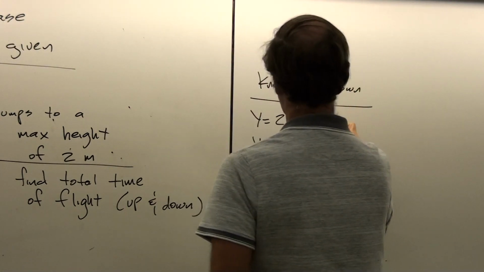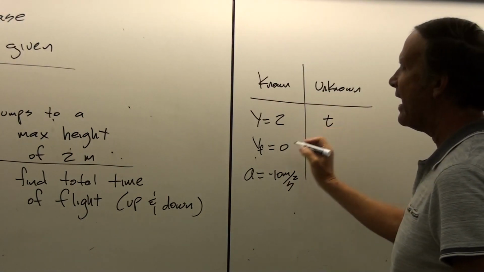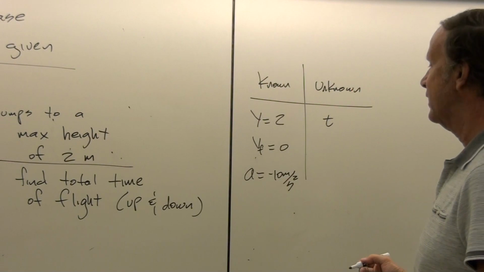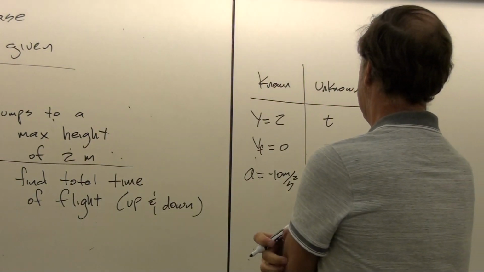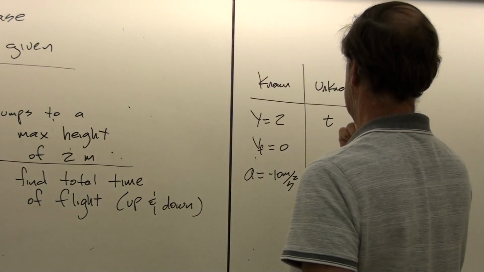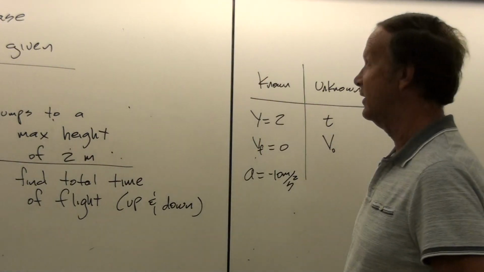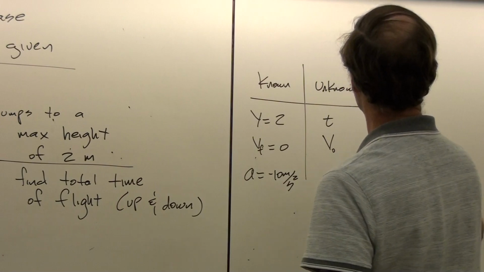So this time that we're looking for then is actually half of the total time that we'll be looking for later. We want to make sure that we are clear about that. But one of our unknowns, unfortunately, is v initial. Okay, so let's just go back to our 4 equations.